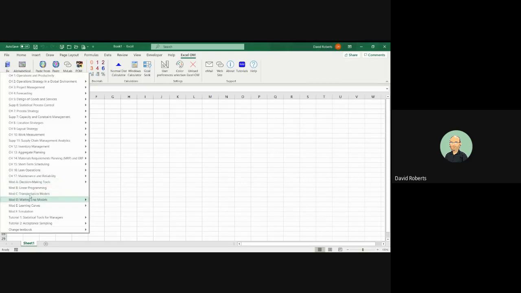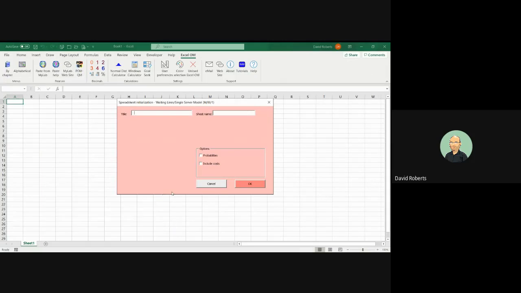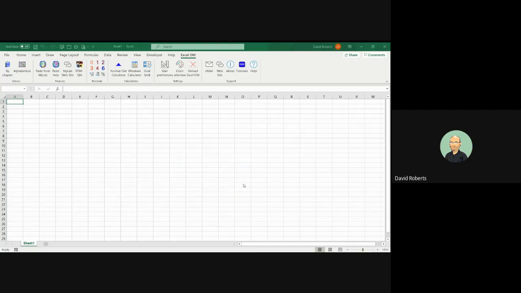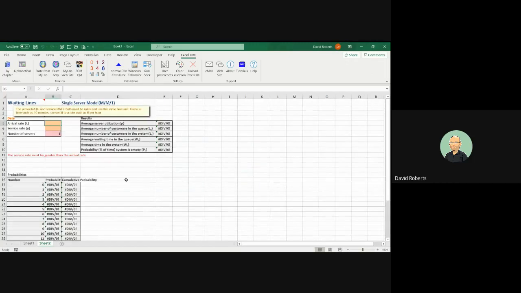We go down to Module D, and we go Single Server Model. In this particular case, I'm also going to include the probabilities, and you should select that. It'll include the cumulative probabilities. And we go OK.